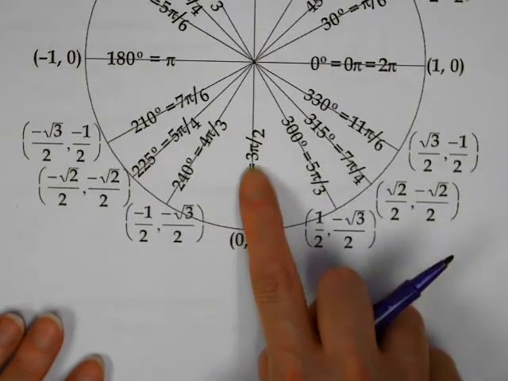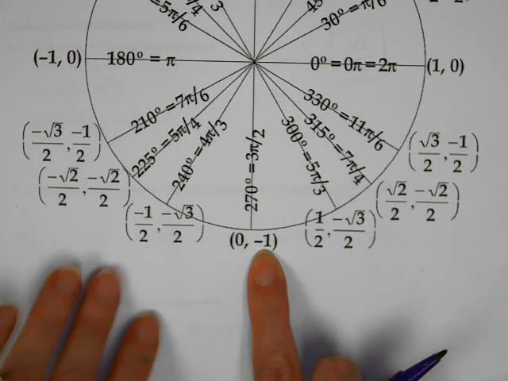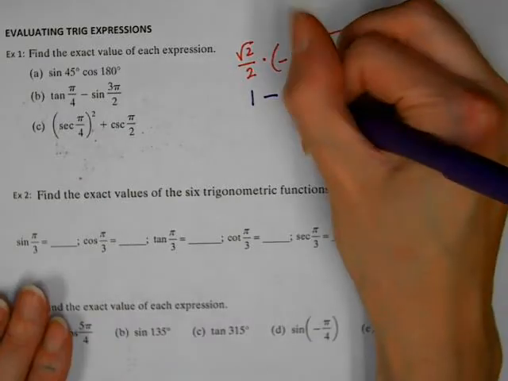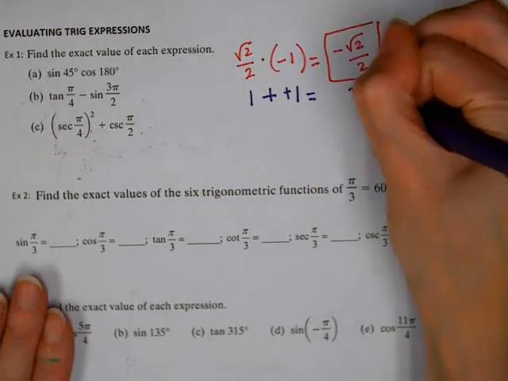So 3 pi over 2 is down here. Sine is the y, so negative 1. Okay, so what's 1 minus negative 1? Well, it becomes plus a plus, so the second answer is 2.